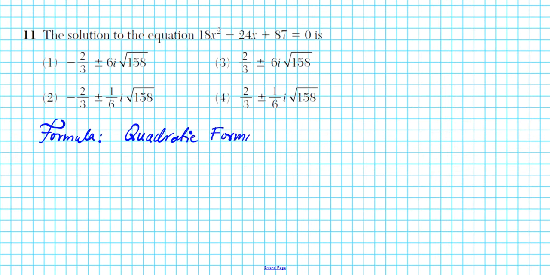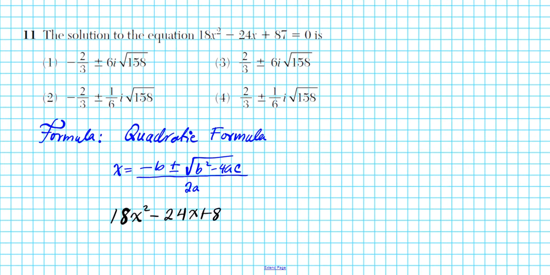Alright, let's go ahead and write down what it is. The quadratic formula is x equals negative b plus or minus the square root of b squared minus 4ac all over 2a. Alright, so let's write down our quadratic equation. 18x squared minus 24x plus 87 equals 0.